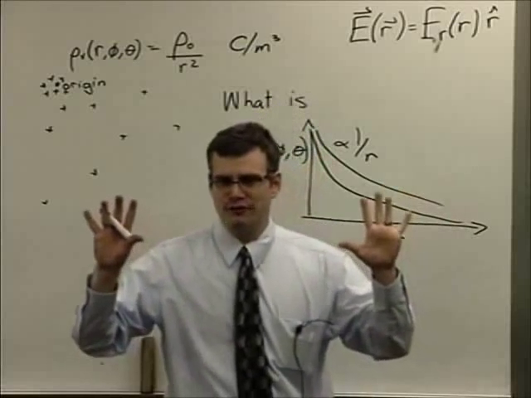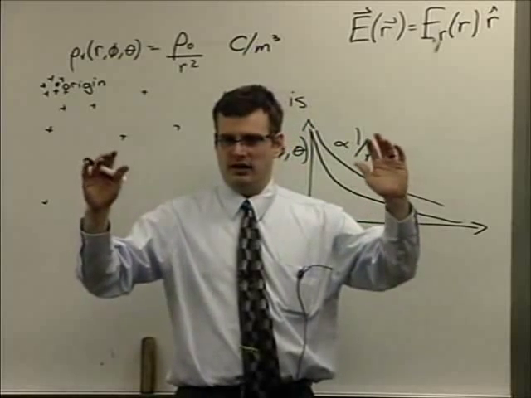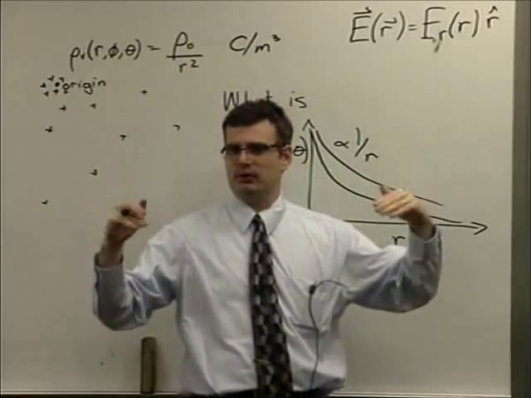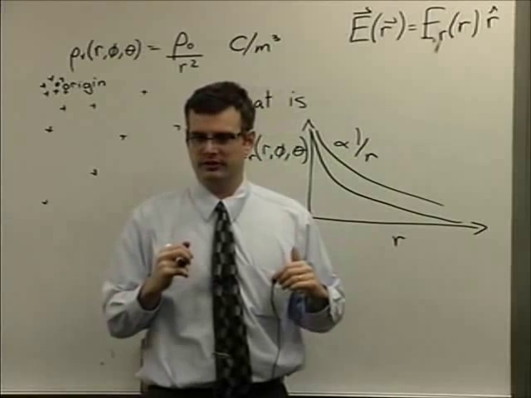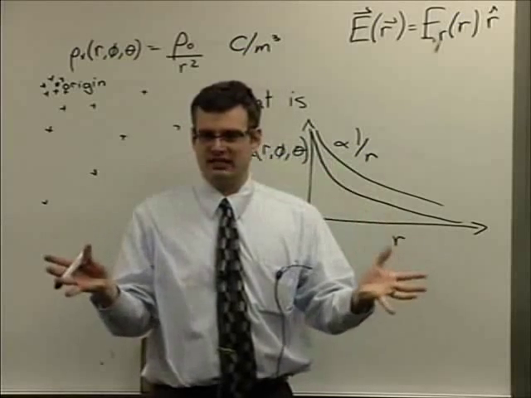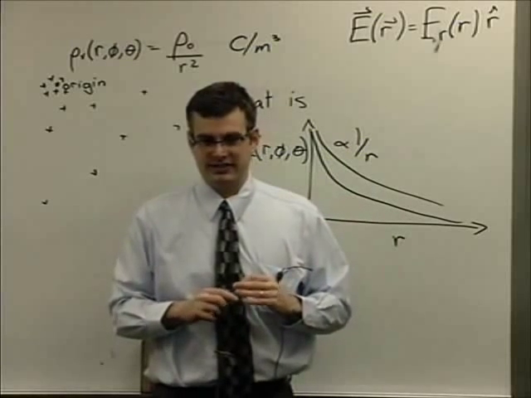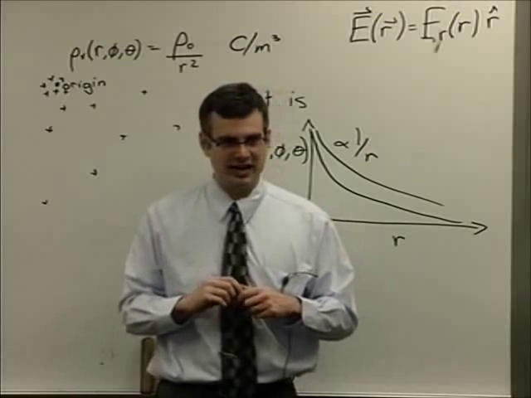So the farther you move out, the less field you see, but it doesn't taper off as much as the point charge formula. And you only really have to worry about the charge inside the sphere because it's what's inside that counts. Does that make sense? Everybody understand how to do that?